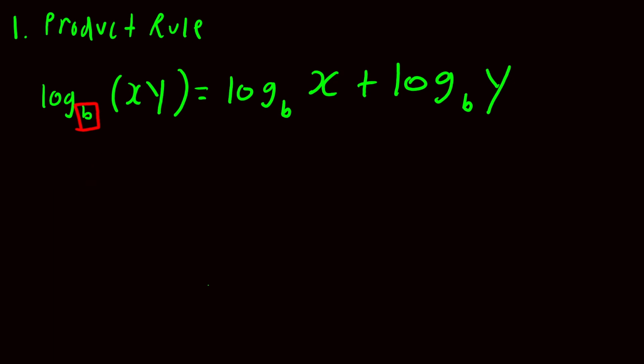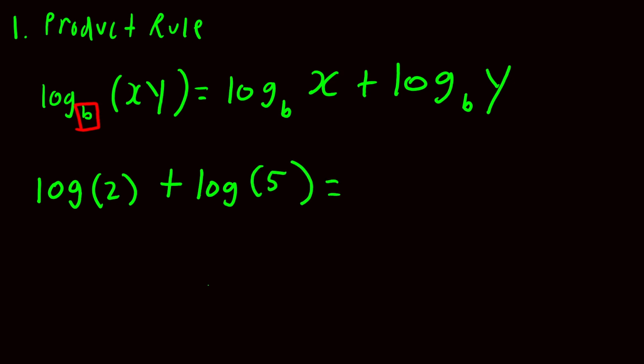Now, product rule: when you add logs with the same base, you multiply what's inside. So if I have log base b of x times y, this is the same thing as log base b of x plus log base b of y. So let's do an example with real numbers. If I have log of 2 plus log of 5, using our product rule, this will just give us log of 2 times 5, which is just log 10.